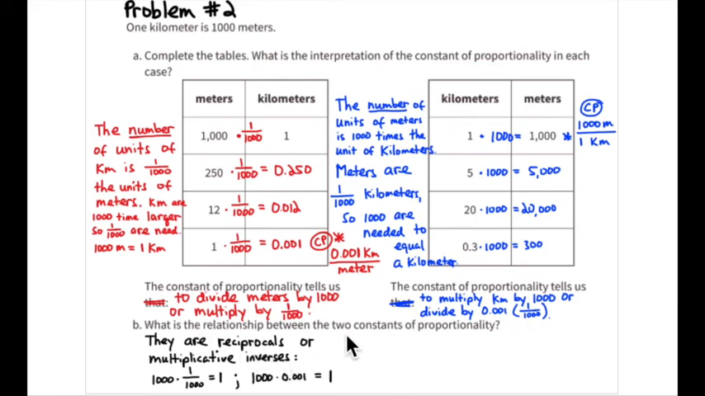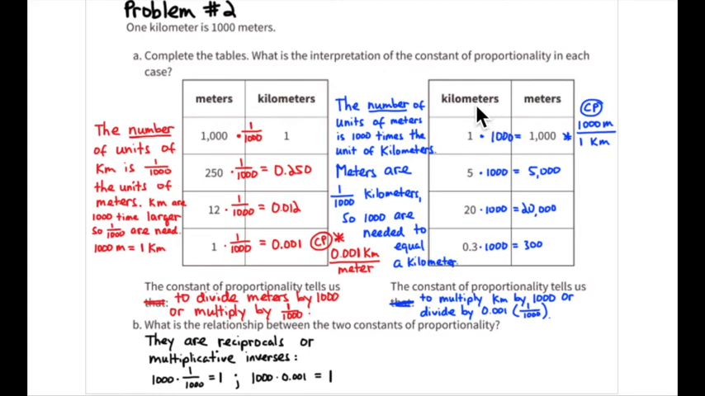And what's the relationship between these two constants of proportionality? They are reciprocals, also known as multiplicative inverses. 1,000 times 1/1000 equals 1.